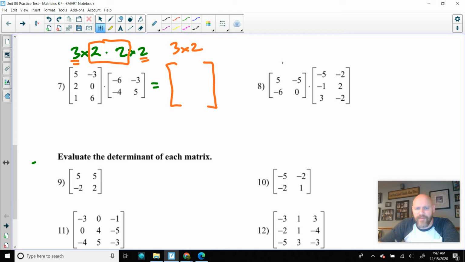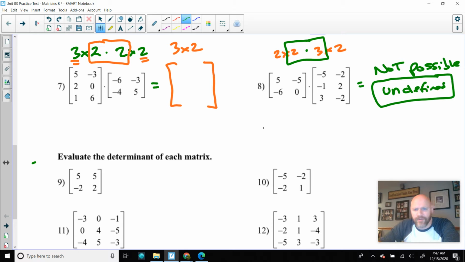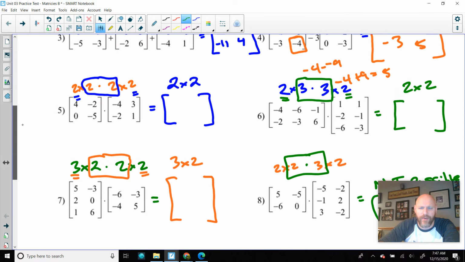And over here I have a 2 by 2 times a 3 by 2. The numbers in the middle do not match. So there's two ways to say this. In some parts of the book they say not possible, but I think on your quiz and test it says undefined. So you just pick undefined as an answer for that one because you can't do it because the numbers in the middle don't match.